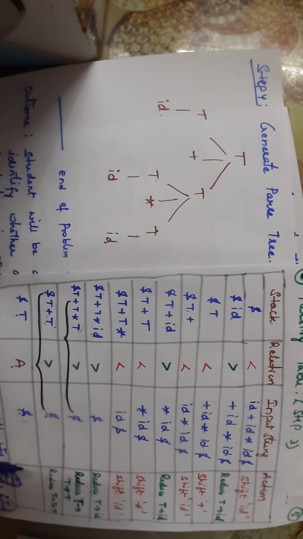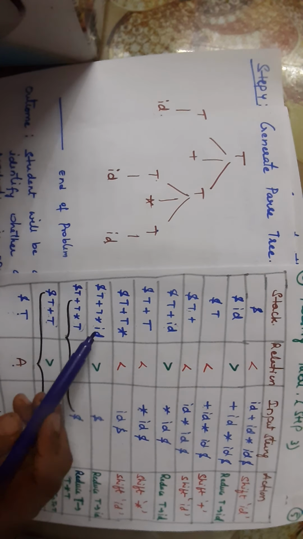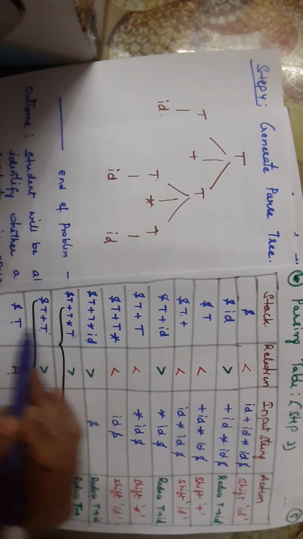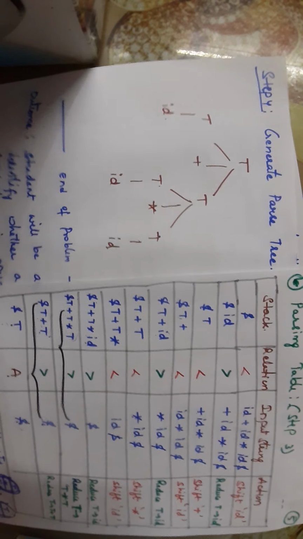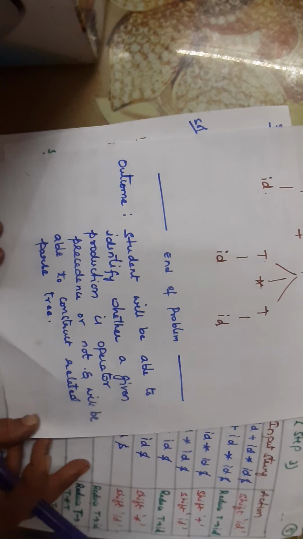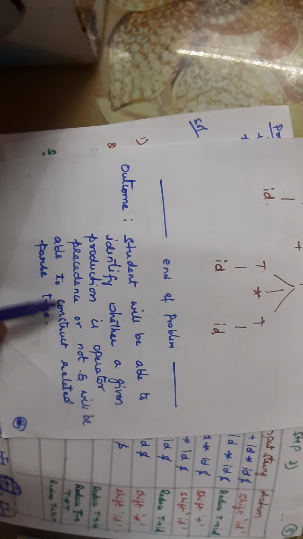So generation of the parse tree is simple. We have to just find out the reduce operations. Okay, and if there is still any confusion, we can just go on seeing the productions also. From the reverse manner, from the bottom row to the top row, we can check and we can draw the parse tree. So this completes our problem, and the outcome is that students will be able to identify whether a given production is operator precedence or not, and will be able to construct the related parse tree. Thank you.